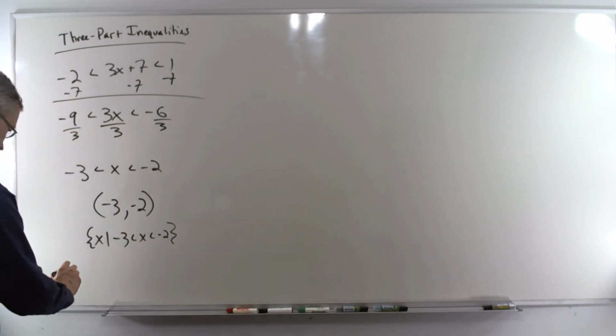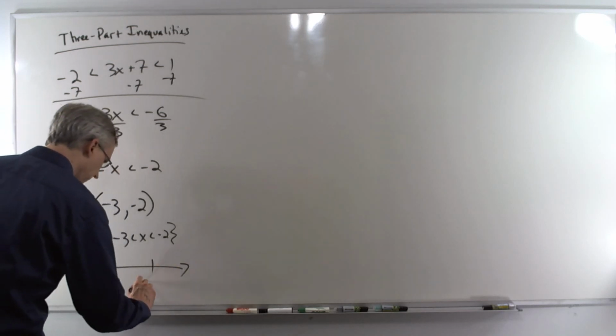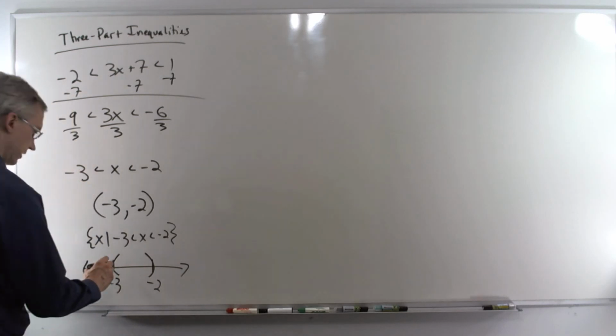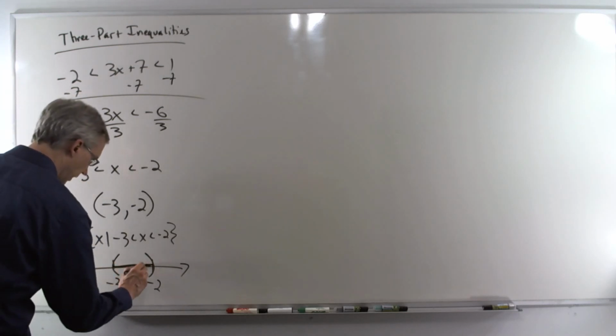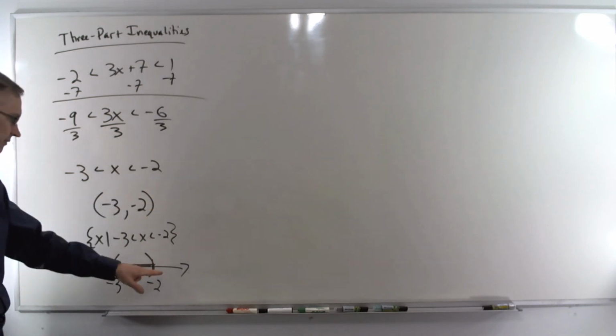And then the graph, -3, -2, parentheses, because we have strictly less than, and fill it in. So we should have the same symbols in interval notation as we do on the graph.